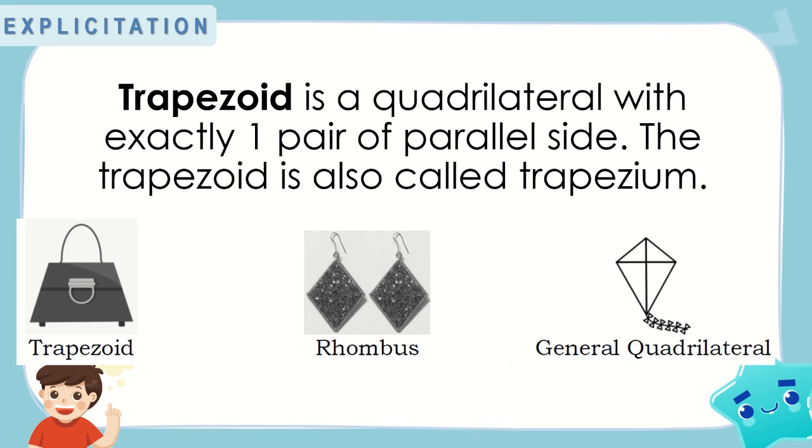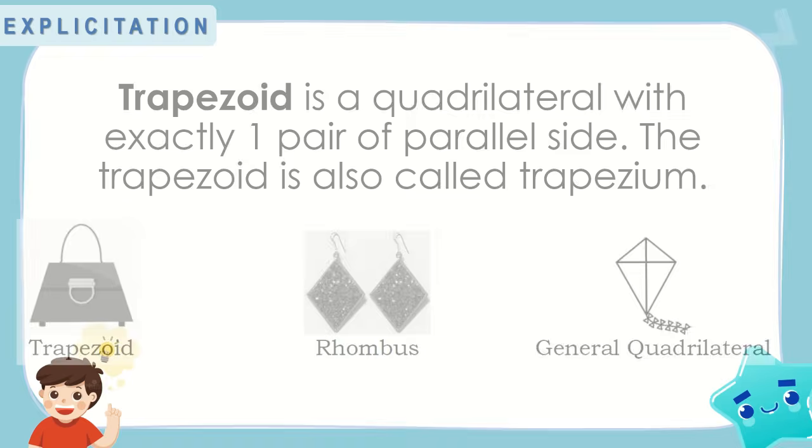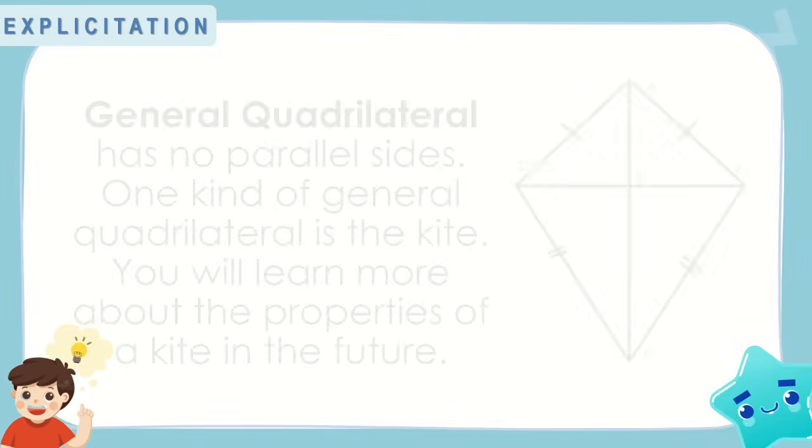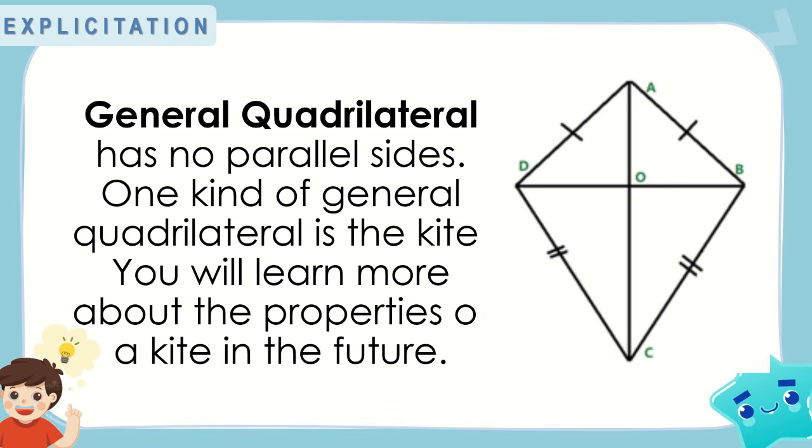Trapezoid is a quadrilateral with exactly 1 pair of parallel sides. The trapezoid is also called trapezium. Rhombus is a parallelogram with 4 equal sides. Is a square a rhombus? A square is a rhombus because it has 4 equal sides. General quadrilateral has no parallel sides. One kind of general quadrilateral is the kite. You will learn more about the properties of a kite in the future.